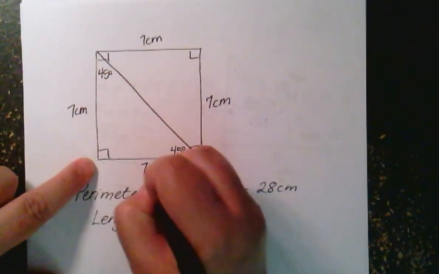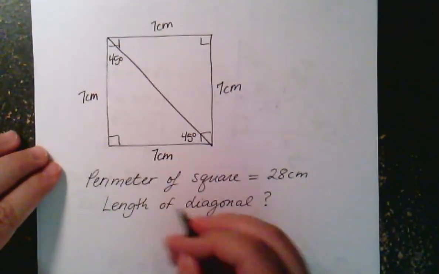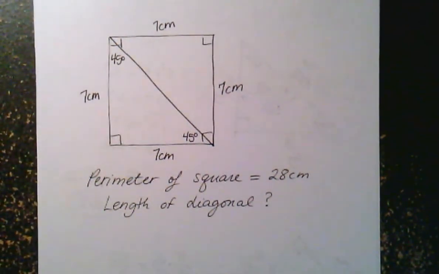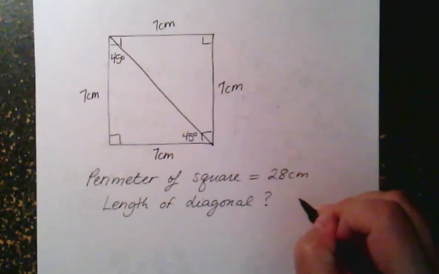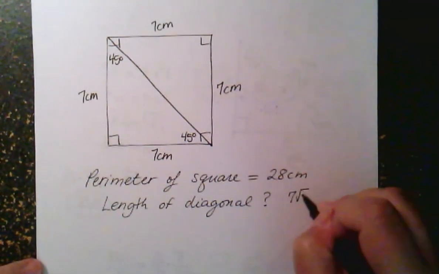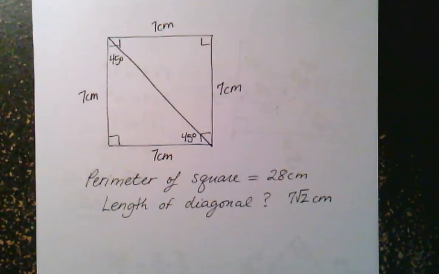And then if I know the side length of a 45, 45, 90, I can multiply that number times what? Square root of 2 and get the hypotenuse. So the length of the diagonal would be 7 root 2 centimeters. And that would be my answer.